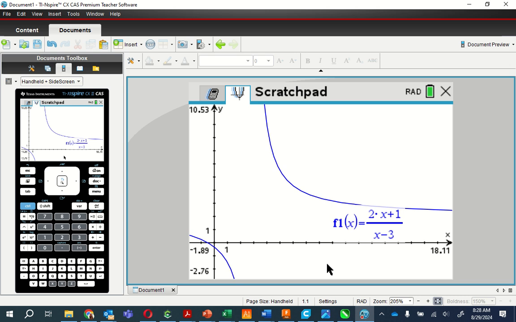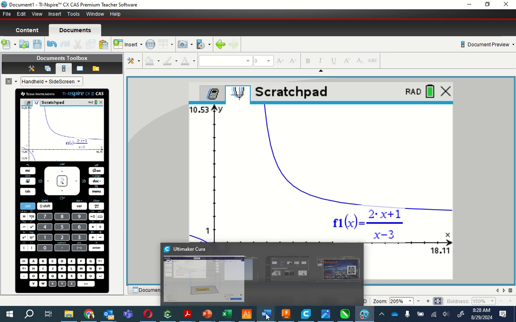Now, what else can I also figure out about this? Does this problem have a horizontal asymptote? Yes, this is going to have a horizontal asymptote. Where's the horizontal asymptote going to be? Out at 2, right? Now, why do I know it has a horizontal asymptote at 2?